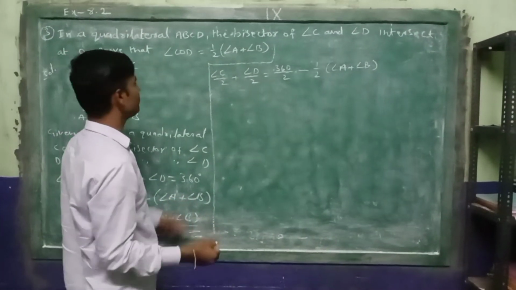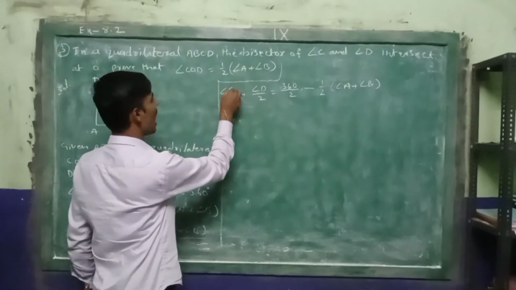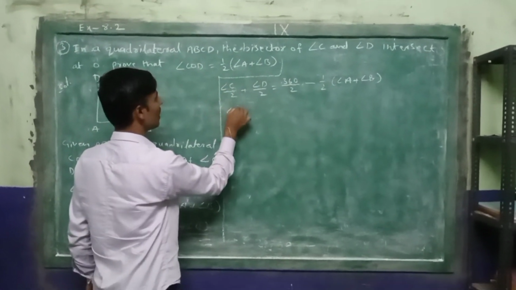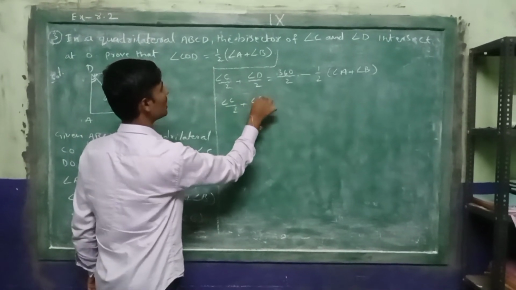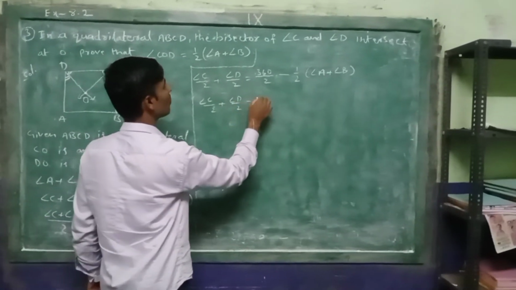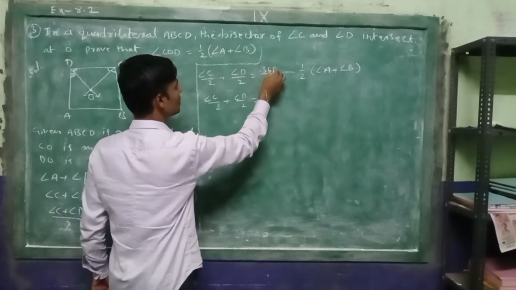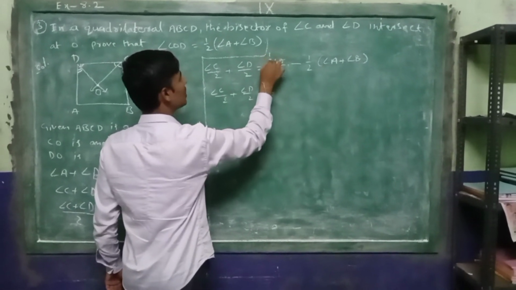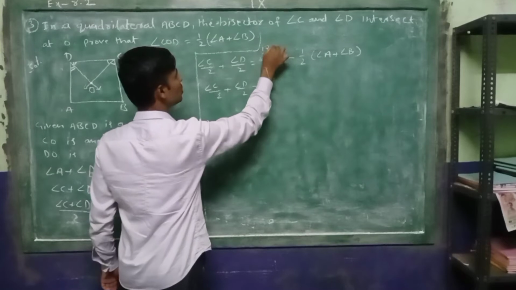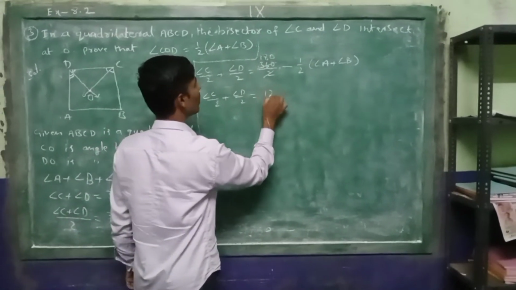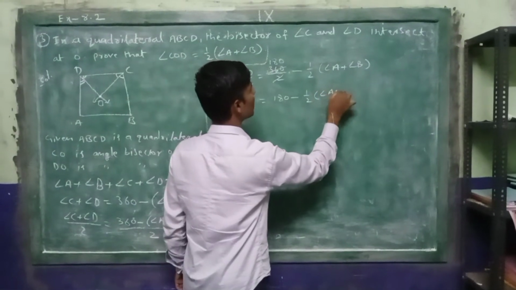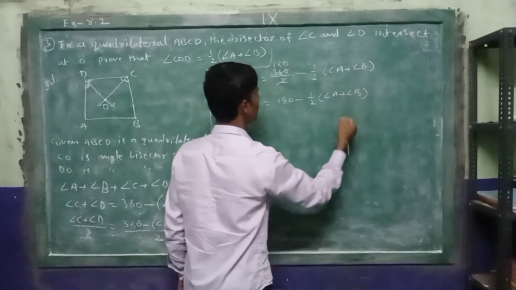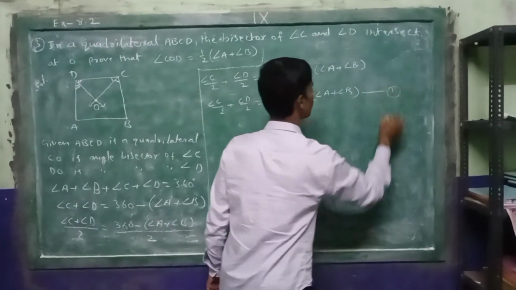Now write this one here: angle C by 2 plus angle D by 2 equals, we can cancel, 2 ones are 2, 2 eights are 16, 0, so 180 minus 1 by 2 into angle A plus angle B. You take this one as equation number 1.